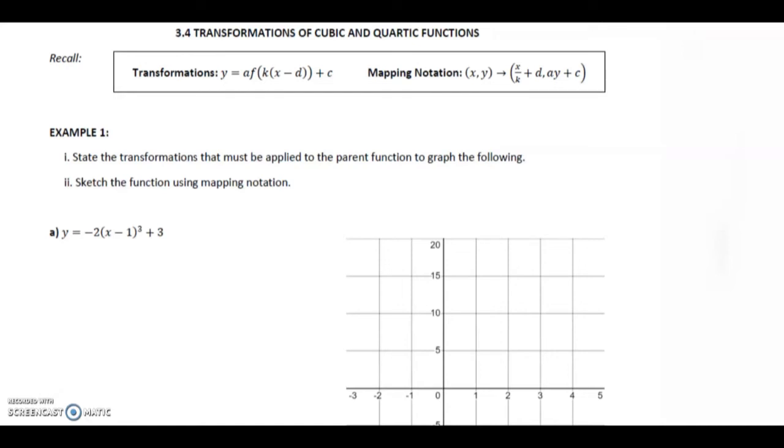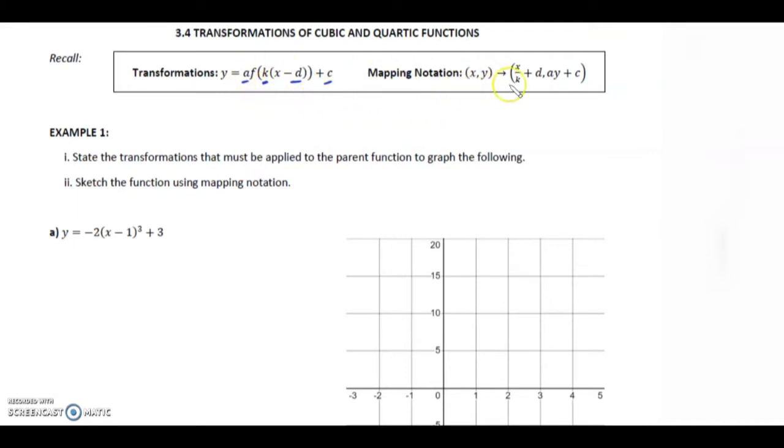Okay, 3.4, transformations of cubic and quartic functions. As a recall, transformations are in this form, y equals af(k(x minus d)) plus c. A is a vertical stretch or compression, and if it's negative, it's going to be a reflection in the x-axis. K would represent a horizontal stretch or compression, and if k is negative, it's a reflection in the y-axis. The d value is a left-right, and the c value is an up-down translation.